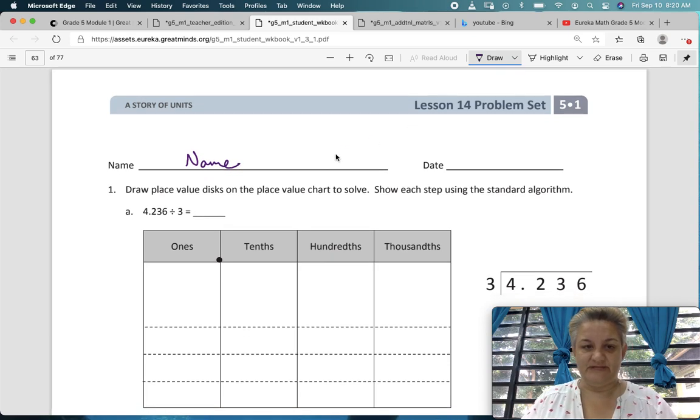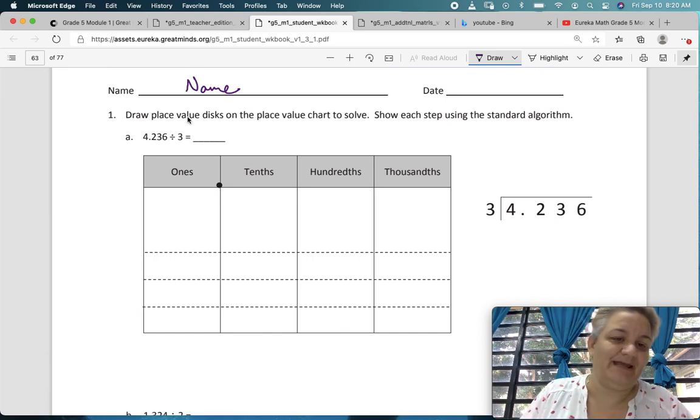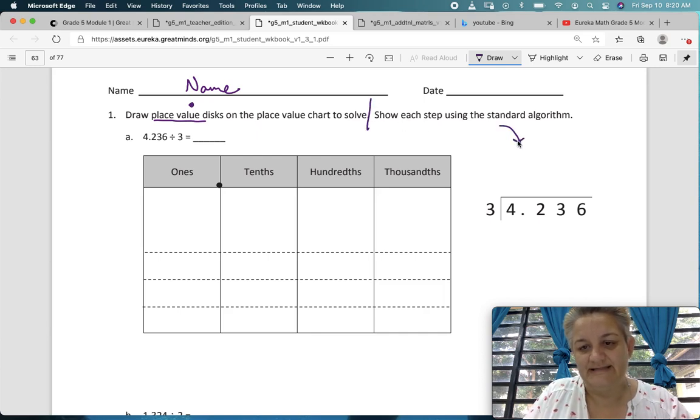Okay, Lesson 14 Problem Set, Number 1. Draw place value discs. What they mean by that is we're going to draw little circles, okay? On the place value chart to solve, show each step using the standard algorithm. Okay, so I'm going to draw a line here. This part over here is the standard algorithm, right? That's maybe what your parents taught you or what you learned last year when we were using whole numbers. This is what we'll continue to use moving forward.